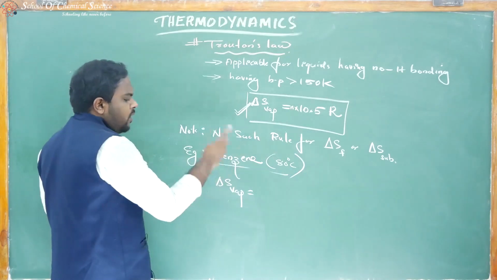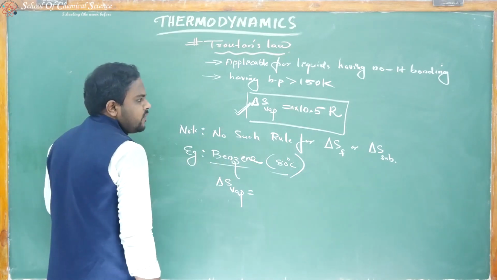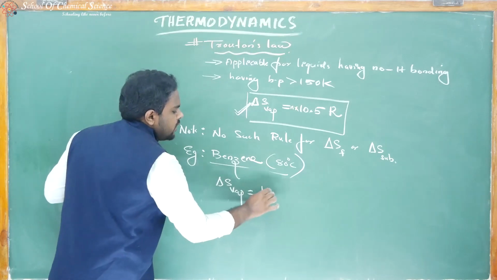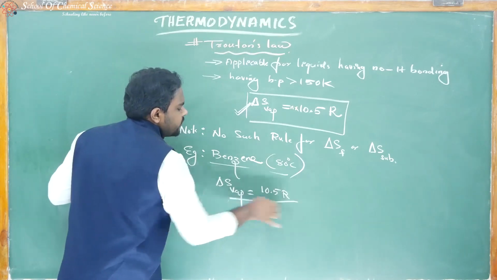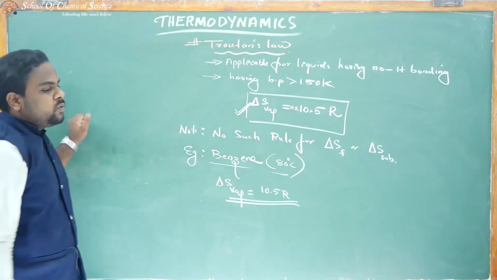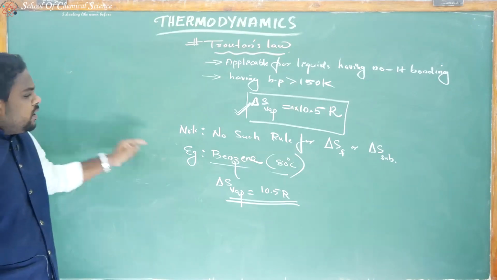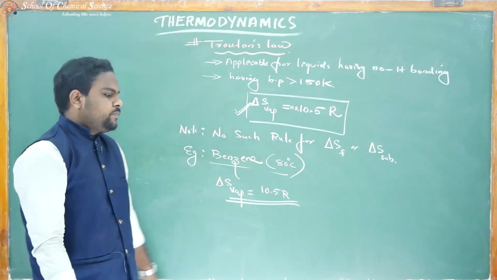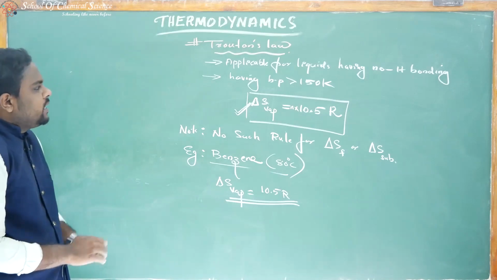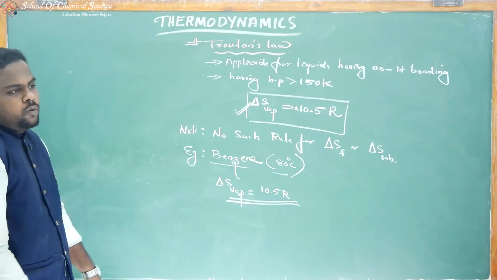For 1 mole of benzene, the entropy change for vaporization is equal to 10.5 into R. For n mole, n into 10.5 R. So that rule is called Trouton's law.